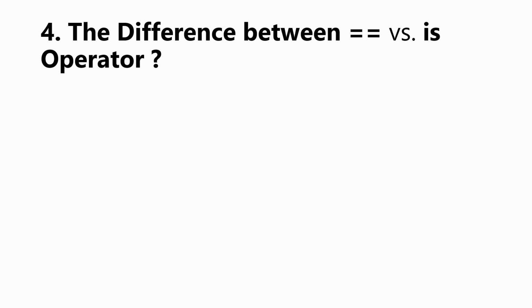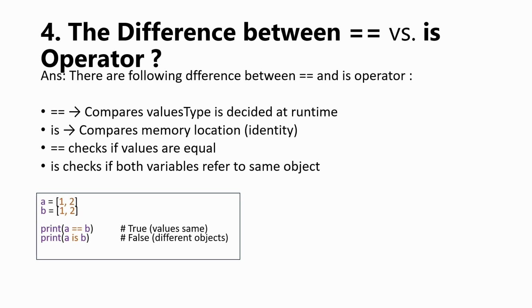Our next question is the difference between the is and double equal to operator, and the answer for this question is the double equal to operator is used to compare values while the is operator is used to compare the memory location of objects. If two variables have the same value, the equal to operator returns true, but is returns true if both variables refer to the exact same object in the memory.